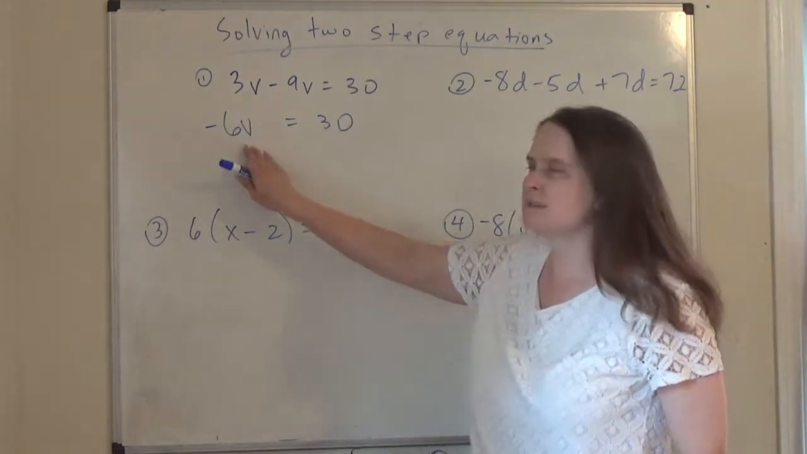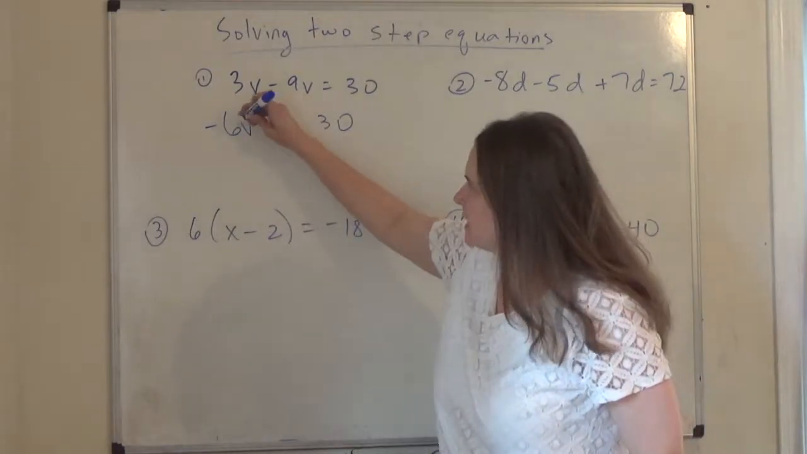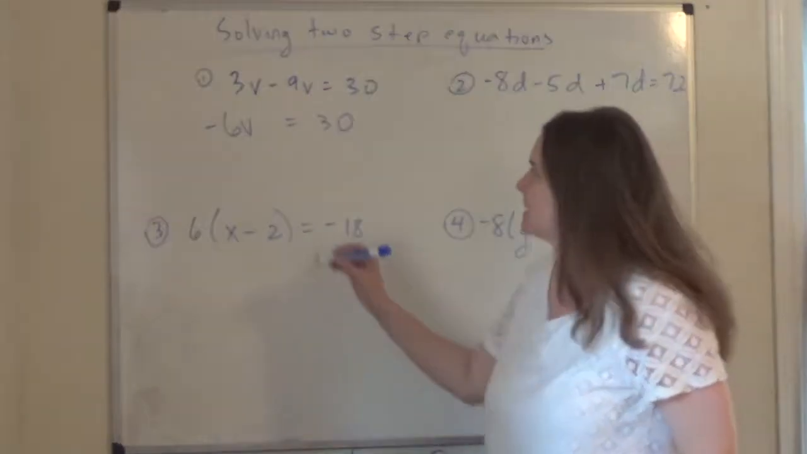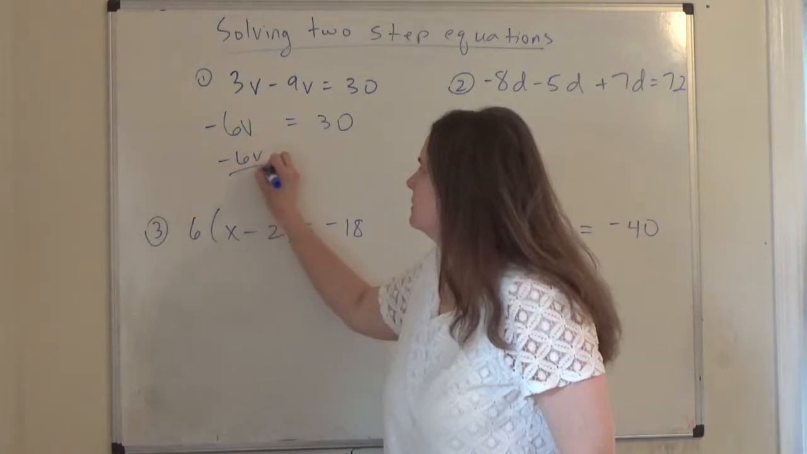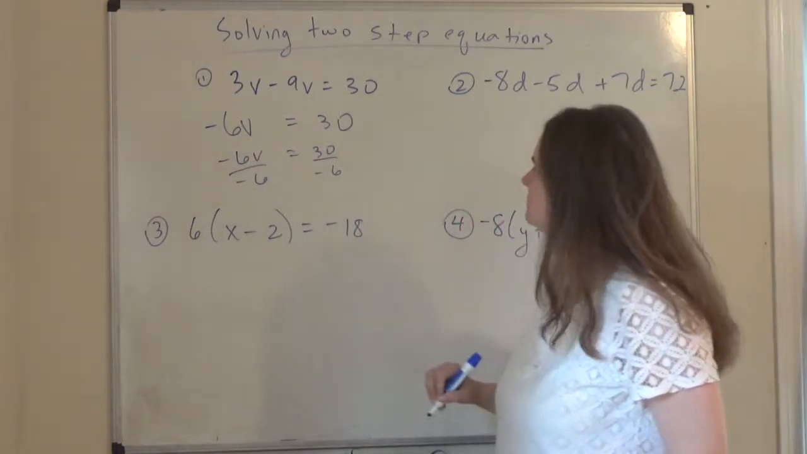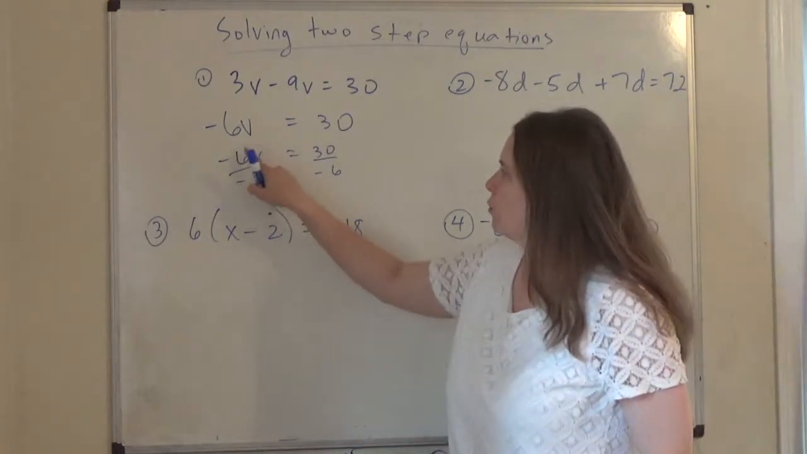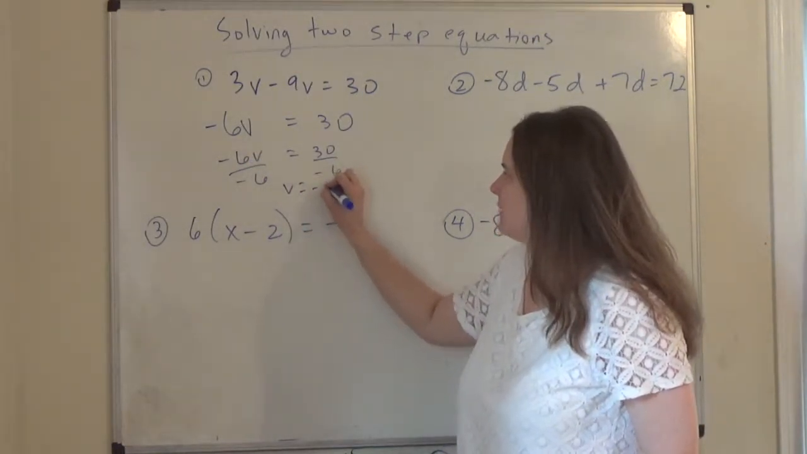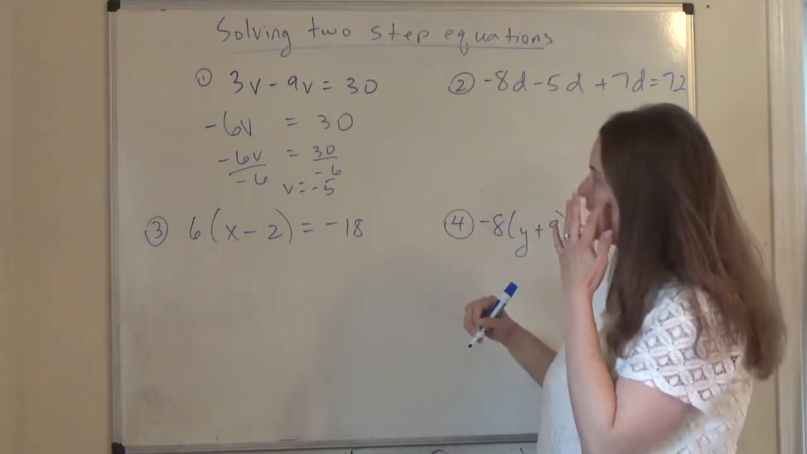And then to get v by itself, the inverse operation for multiplication is division. Divide both sides by negative 6. And that gives me 1v equals negative 5. And then I need to check my answer.